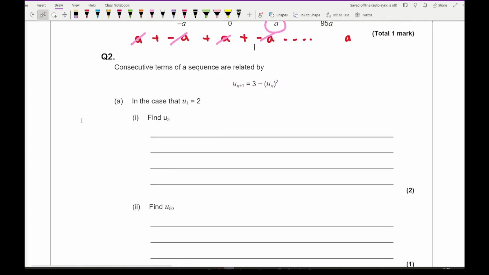So the correct answer is a. Moving on to question 2, it says consecutive terms of a sequence are related by un+1 equals 3 minus un squared. In the case that u1 equals 2, find u3. So first things first, we need to find u2. So u2 is going to be 3 minus the previous term, which is 2 squared. And if I type that in or work it out, I'm going to end up with an answer of minus 1. Then typing in u3, we get 3 minus the previous term, which is minus 1 squared, and again if I work all that out, I'm going to get an answer of 2. So 2 is my value of u3.